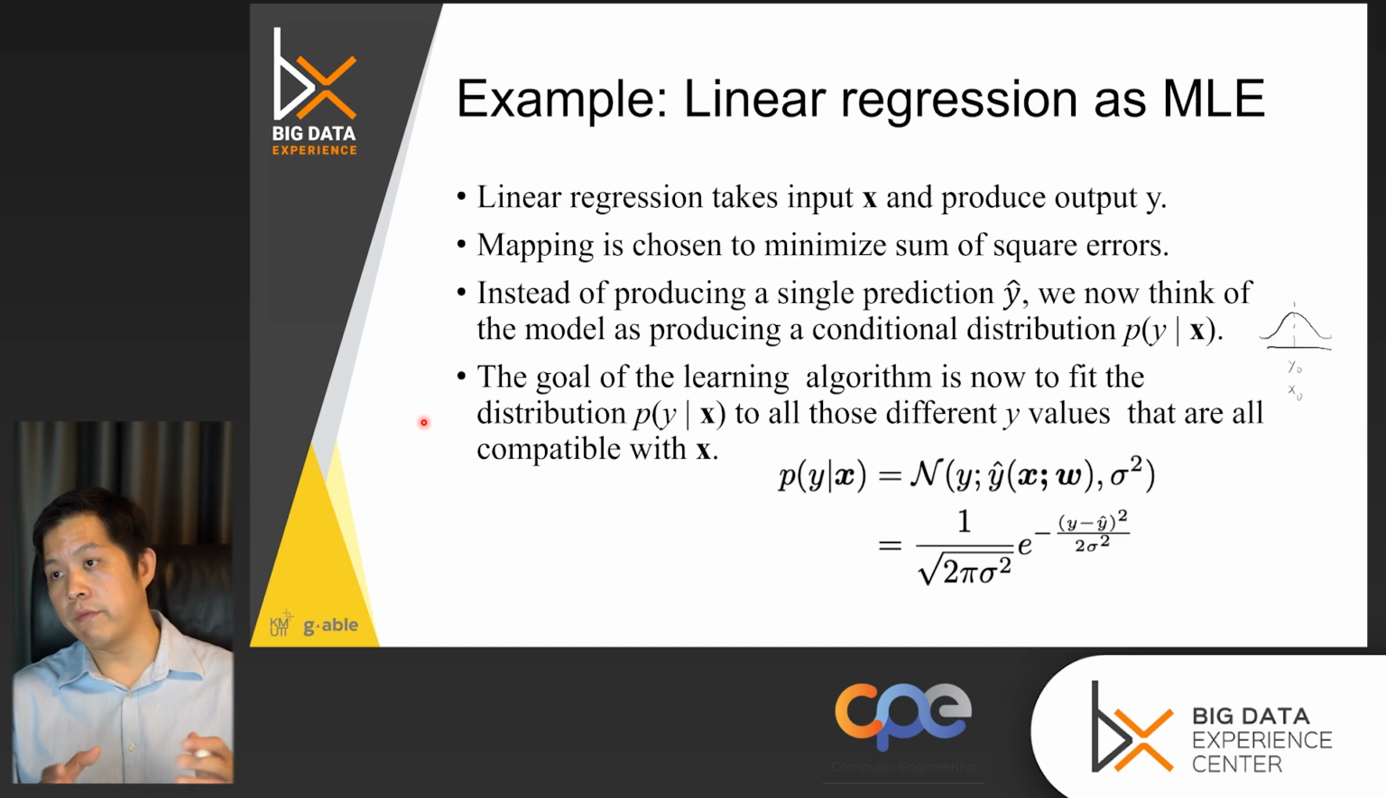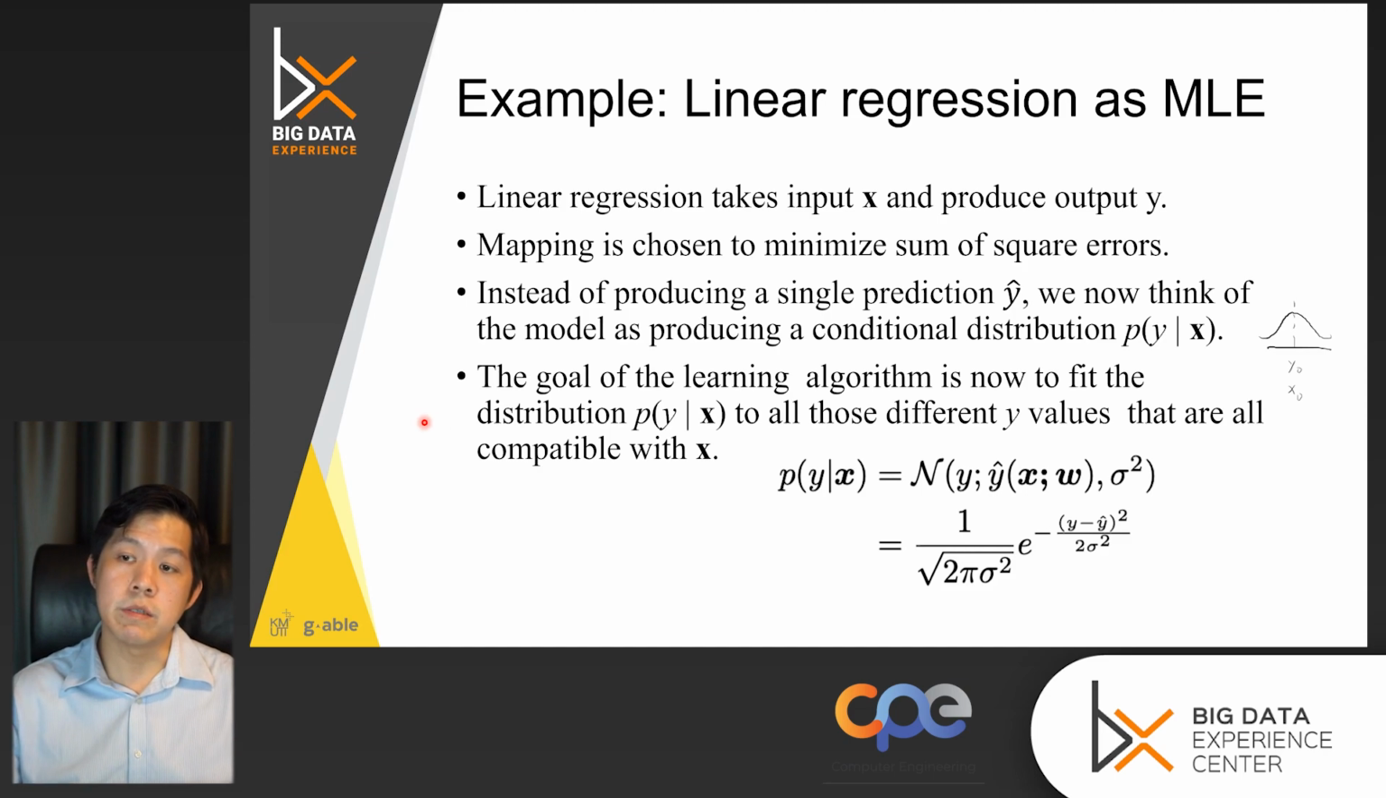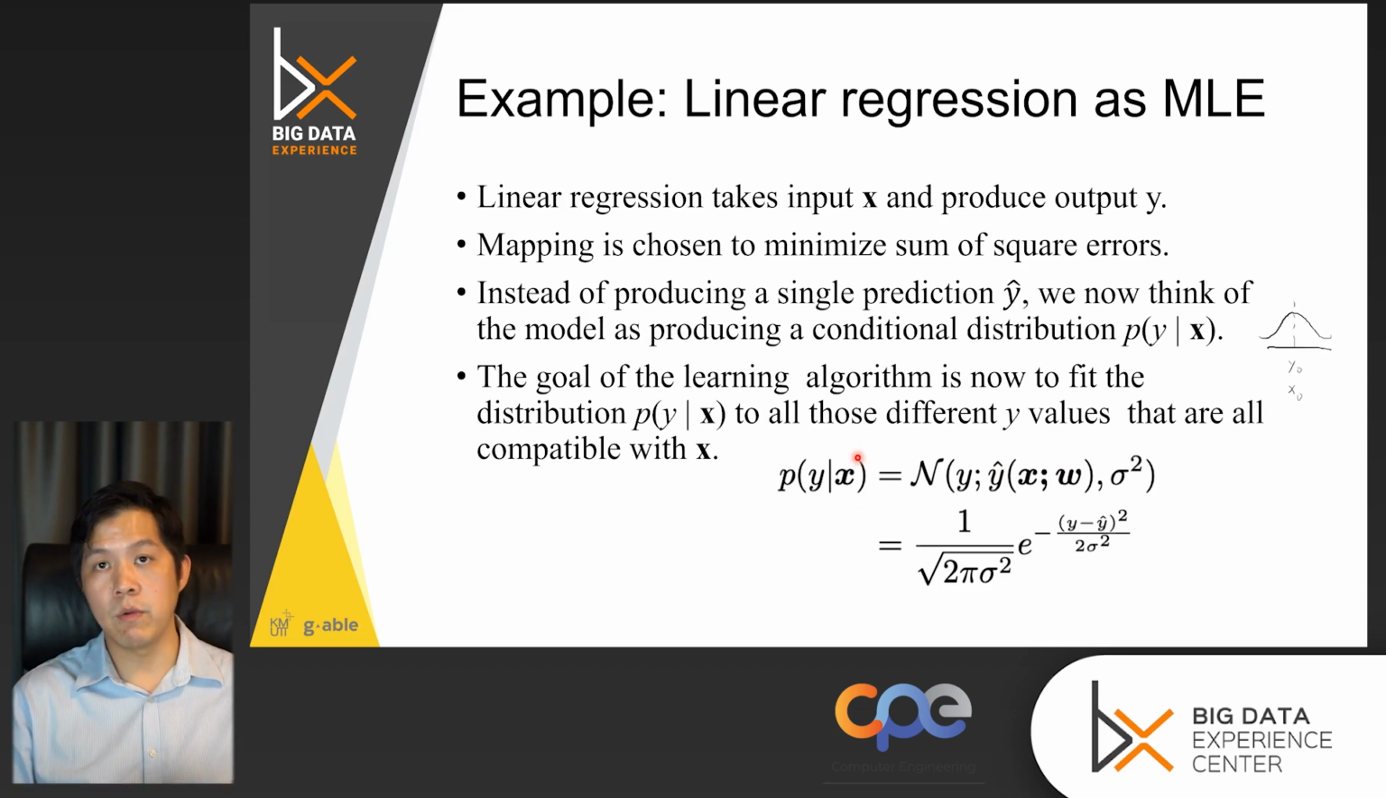Now the goal of learning would be different. The goal of learning would be to fit the distribution P(y given x) to all the values of y so that it would be compatible with x. P(y given x) here would be a normal distribution, because the one that we should be predicting should be the highest probability. So we would have a bell-shaped normal distribution of y with variance sigma squared and mean y hat, which is a function of x and w. And here the distribution would be in terms of y minus y hat, because we are predicting the y, and this would be the distribution of P(y given x).